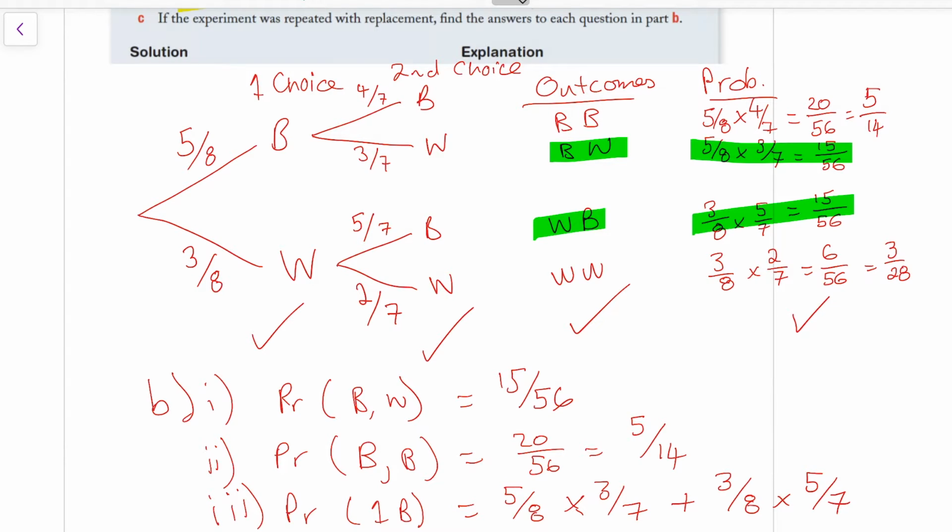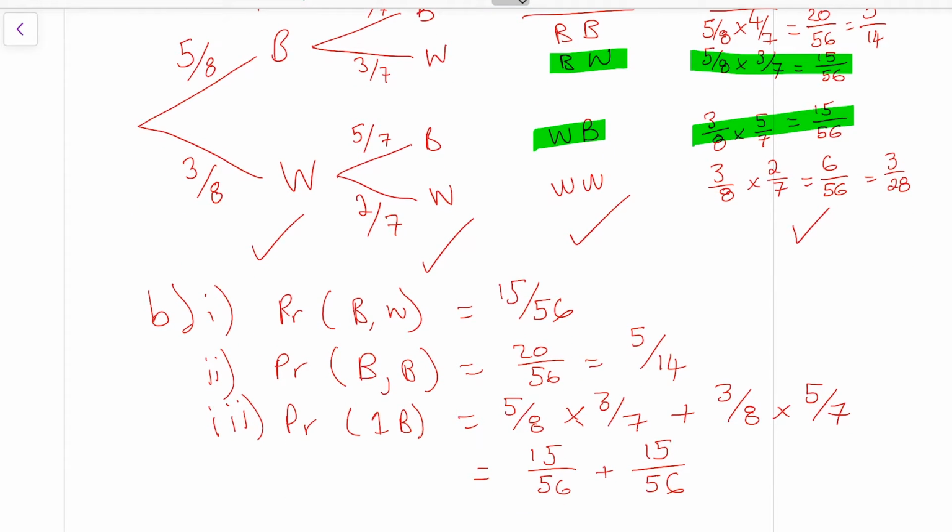So that's leaving me with 15/56 plus 15/56. 15 plus 15 is 30/56. And this can be simplified down to 15/28.